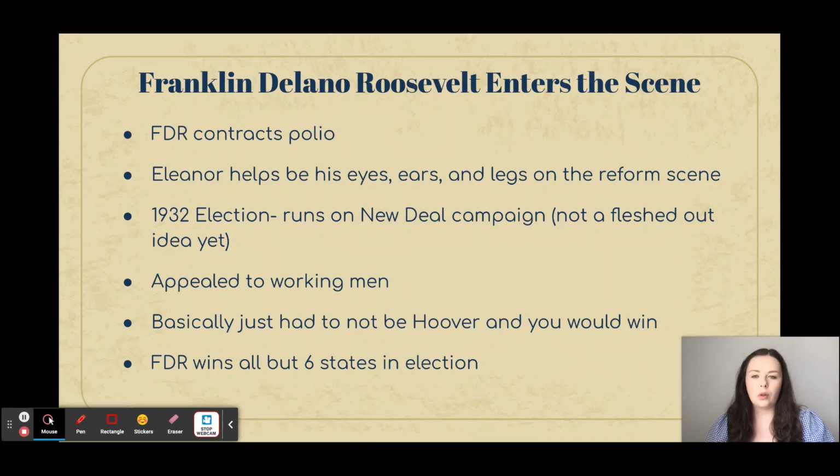FDR contracts polio. During his presidency, it's kept a very hush-hush secret that FDR used a wheelchair because he is unable to stand. But for presidential addresses in person, they would put very painful stilts on his legs that would dig into his legs to make it look like he could stand up, but he did use a wheelchair. And so he becomes really dependent on his wife Eleanor.